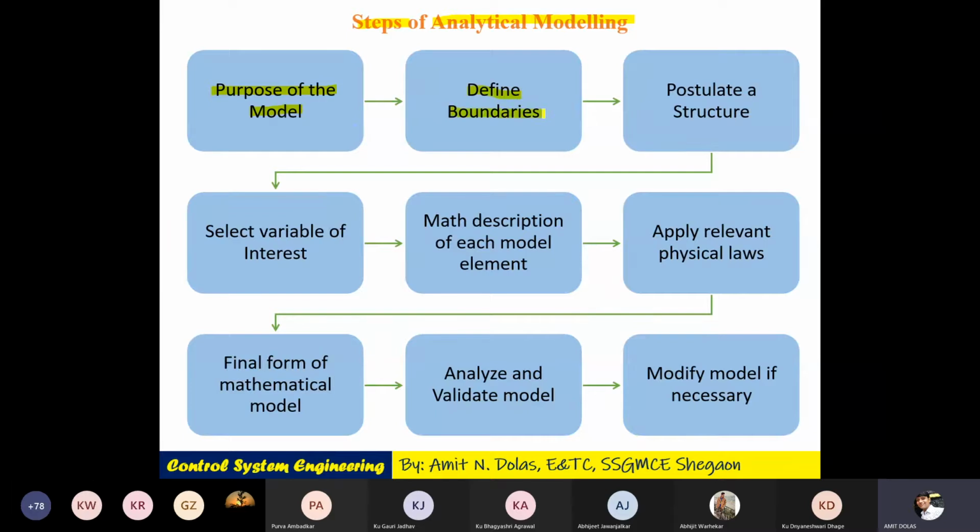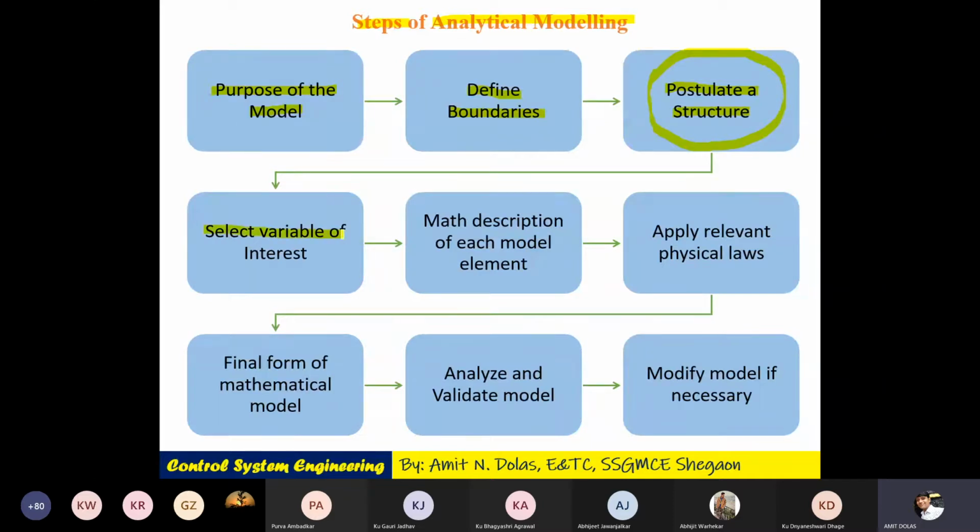Boundaries define करना means it will be of course covered later on in detail. Boundaries define करना means it will work within particular say levels. इतना ही voltage रहेगा, इतना ही current रहेगा. Those are nothing but the boundaries. Then postulate a structure. We'll see this point while explaining a particular example.